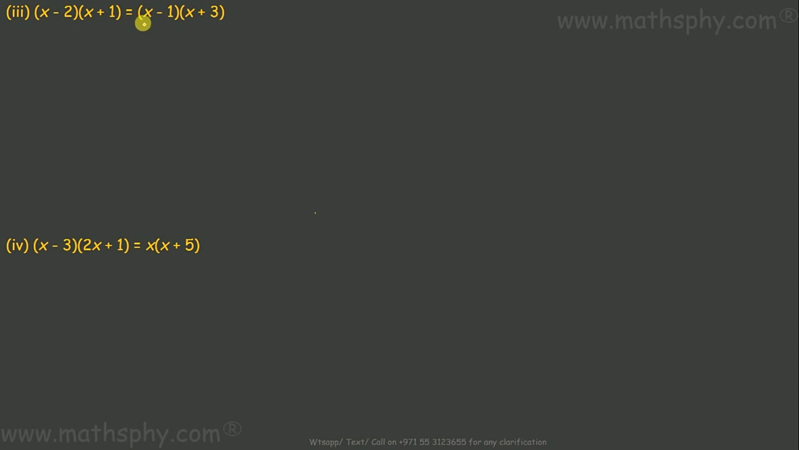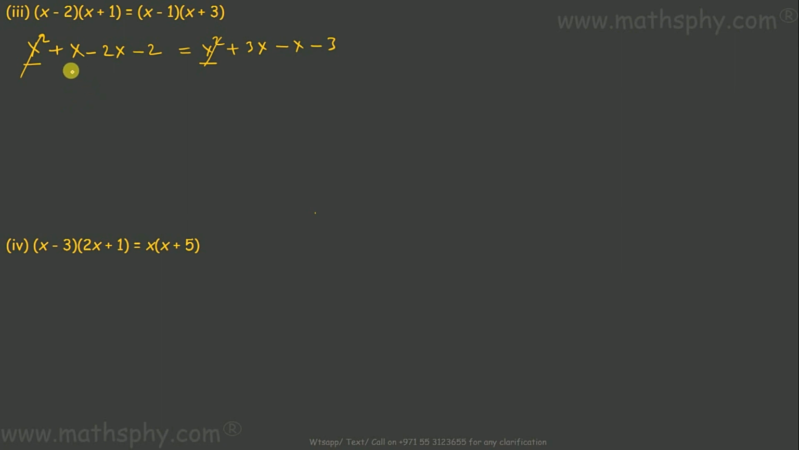So let's solve this. (x − 2)(x + 1) gives you x² + x − 2x − 2. x into x + 1 gives you this. Negative 2 into x + 1 gives you this. Equals x into x, x², x into 3 plus 3x, negative 1 into x, negative 1 into positive 3, negative 3. So this is this x², this x². Both are positive, on opposite sides of each other, can be cancelled.